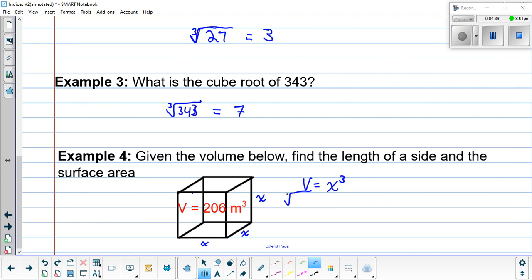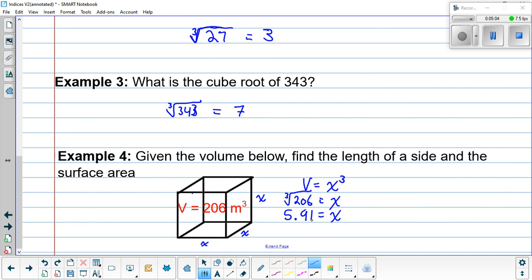So if we take the cube root of our 206, this will just give us x. That means x is going to be simply the cube root of 206, which is 5.91, we'll call it. Okay, and I rounded off there.